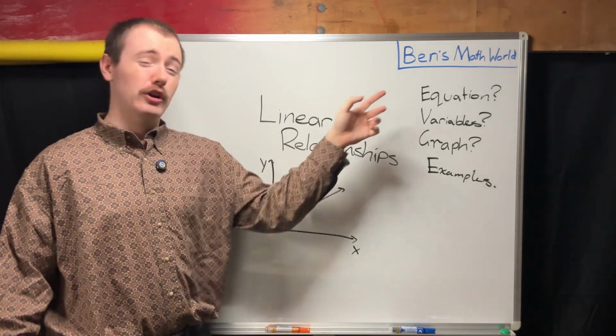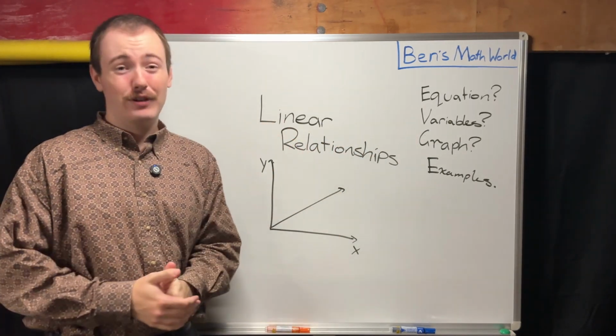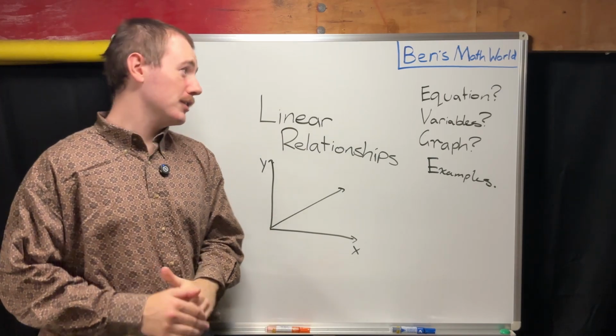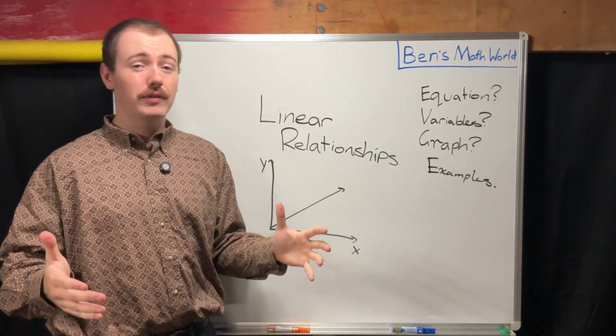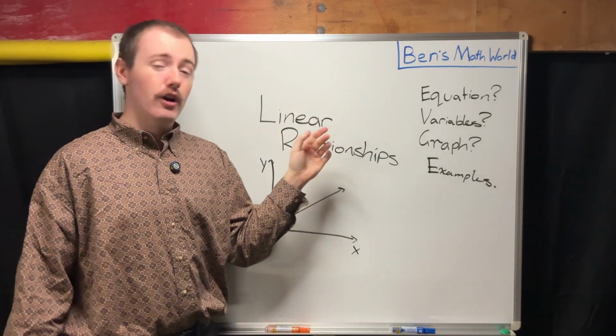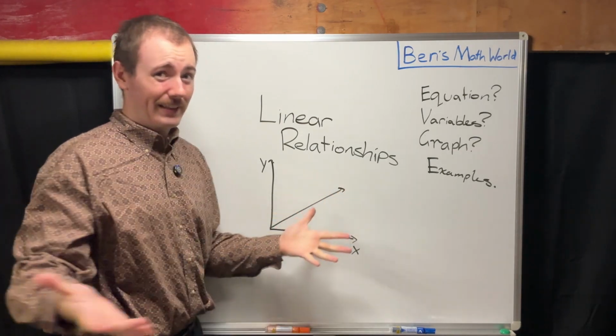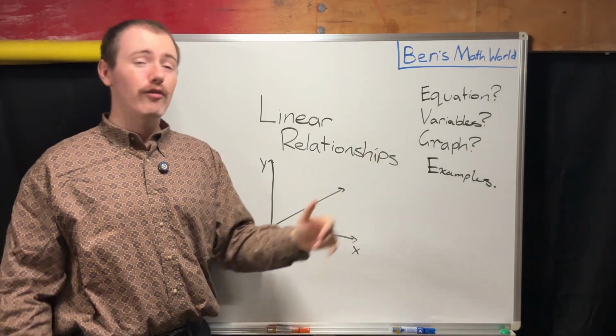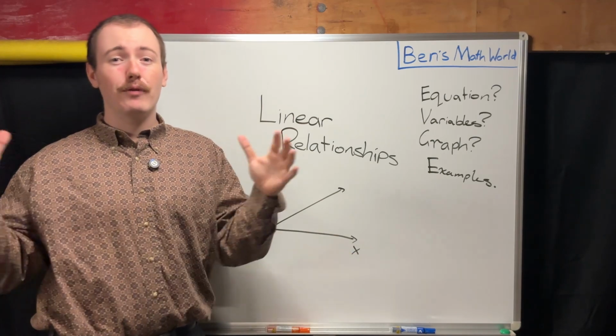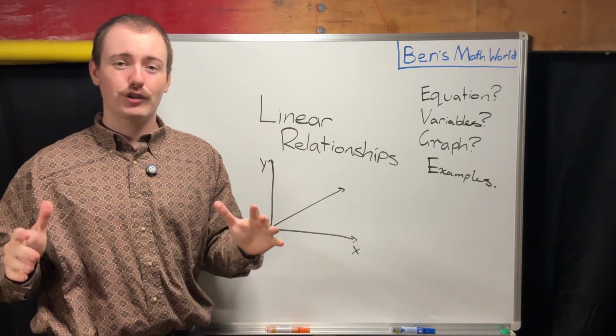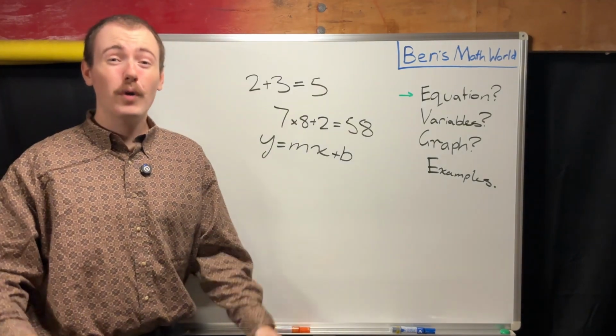First we're going to go over what an equation is and how that relates to linear relationships. Then we're going to go over what variables are. Third, we're going to go over how this graph here fits into everything and why this line is always straight. And fourth, we're going to go through some examples before we recap it all and make sure you guys have understood everything. So what is an equation?